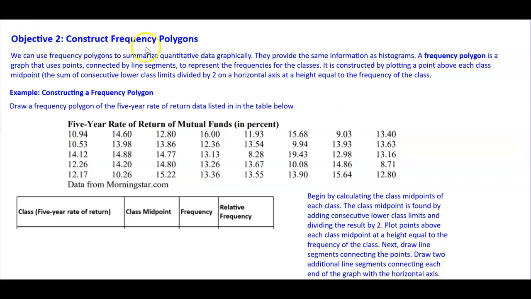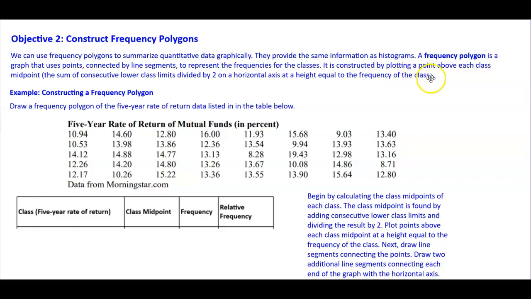Objective 2. Construct frequency polygons. We can use frequency polygons to summarize quantitative data graphically. They provide the same information as histograms. A frequency polygon is a graph that uses points connected by line segments to represent the frequencies for the classes.